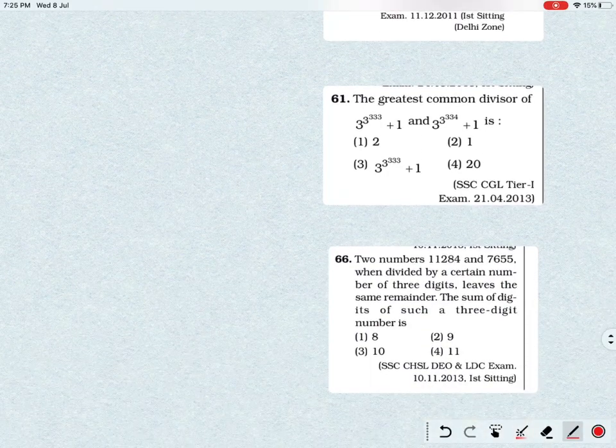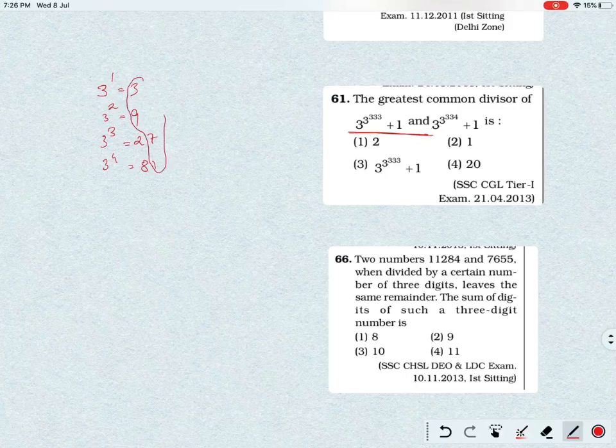Simple question. Moving forward, the greatest common divisor of 3 to the power 3 to the power 3, and 3. Okay, this one looks complex, but it is not, because we know that 3 to the power 1 is 3, 3 to the power 2 is 9, 3 to the power 3 is 27, 3 to the power 4 is 81. So in all of these we get the unit digit to be an odd number. Alright, and any odd number plus 1 will give us an even number.